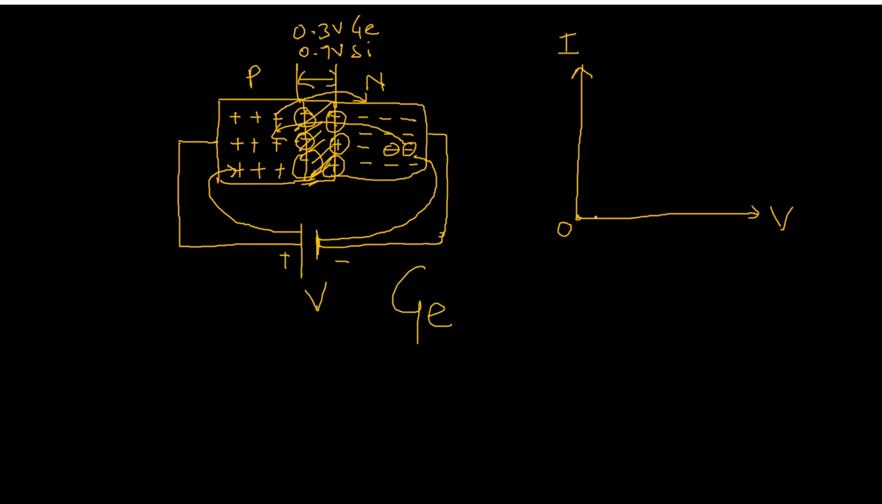Say, for example, if this is a germanium diode, then if you increase the voltage to 0.1, there will be no current. If you increase to 0.2, there will be no current. If you increase to 0.3, then the applied voltage will be equal to the potential barrier. And then at 0.4, you can see there will be an increase in current. So the graph will look something like this.